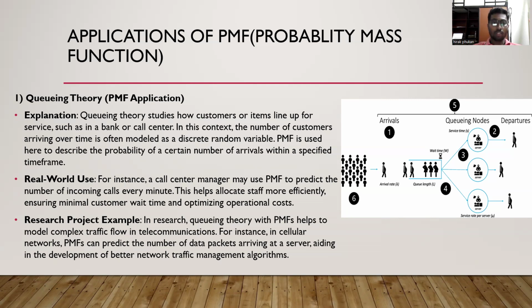The real world use is, for instance, a call center manager may use a PMF to predict the number of incoming calls every minute. So this will help him to allocate staff more effectively, ensuring minimal customer wait time. The research project example is, in research, queuing theory with PMF helps to model complex traffic flow in telecommunications. For instance, in cellular network, PMF can predict the number of data packets arriving at a server.